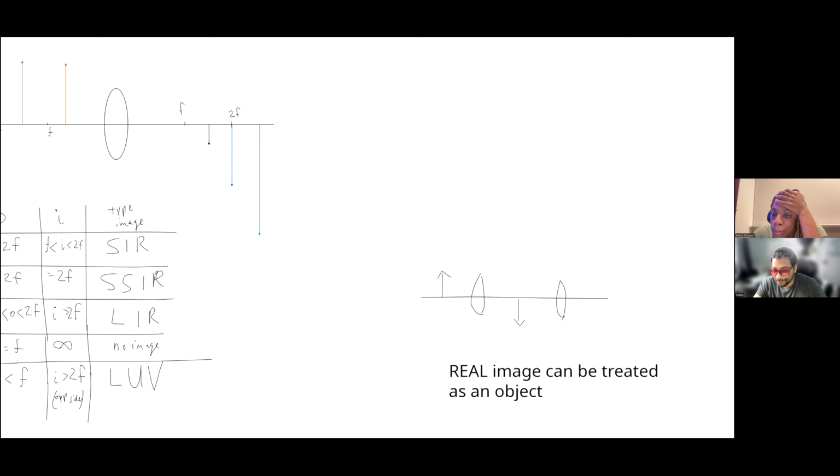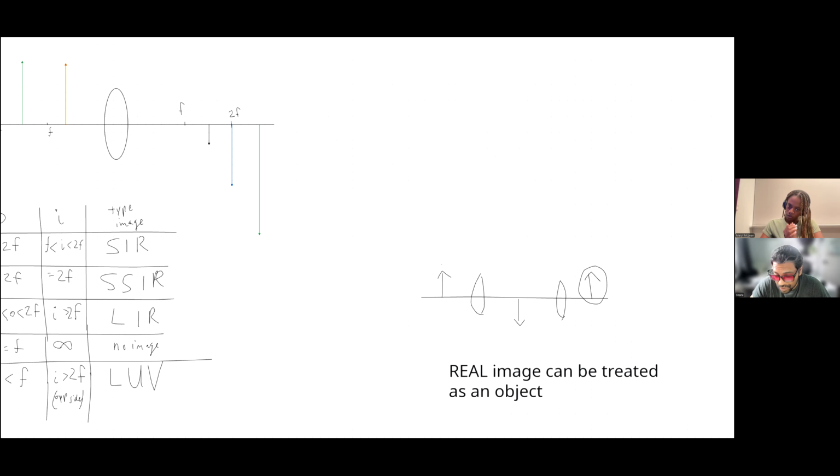And then it will invert the inverted image, so then it will be upright and virtual. So this is the exception where you can have a real image end up being upright. But that's why, instead of using inverted image as an adjective, I'm using it as a verb. Because this is your object, this is the inverted image, and this is the inverted image.